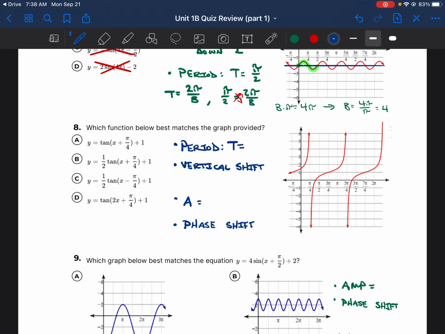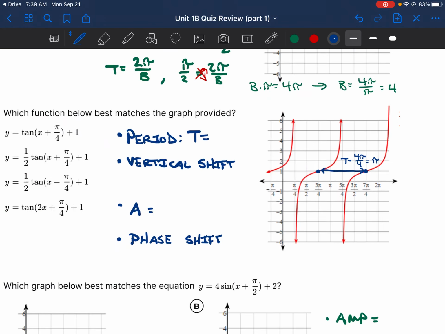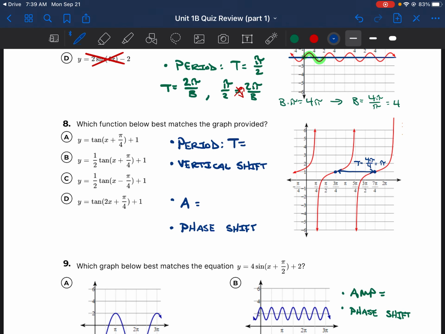So let's think about the period first. Again, for tangent, we want to look for points that are easily identifiable. I can see a point here at 3 pi over 4, comma 1, and at 7 pi over 4, comma 1. So if I look for the horizontal distance between the two, from 3 pi over 4 to 7 pi over 4, that's a distance of 4 pi over 4, which is just pi. So we notice that the period is pi.